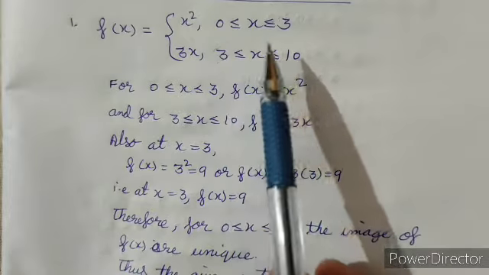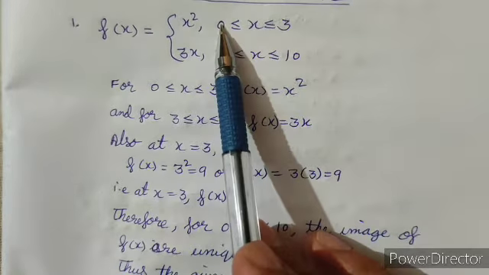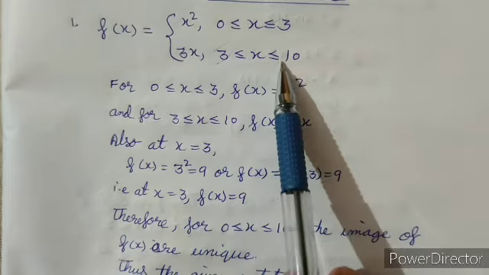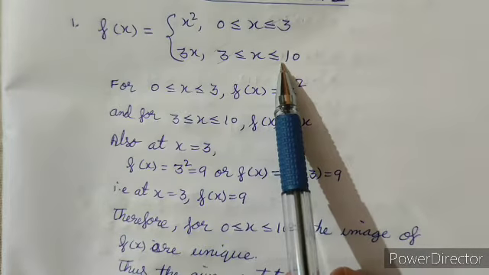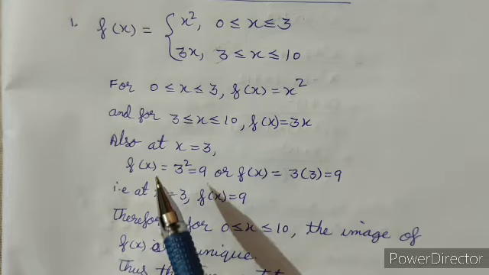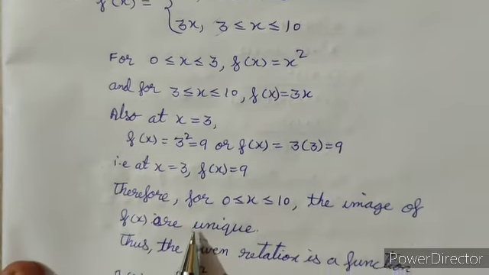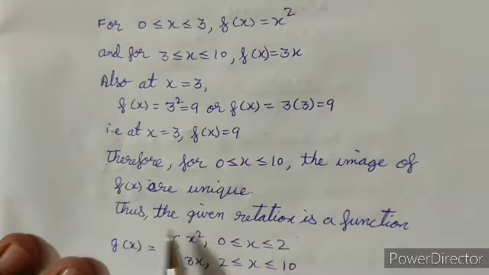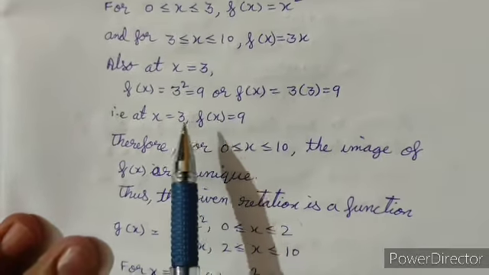Therefore, for x greater than or equal to 0 to x less than or equal to 10, the images of f(x) are unique. That means the given relation is a function.